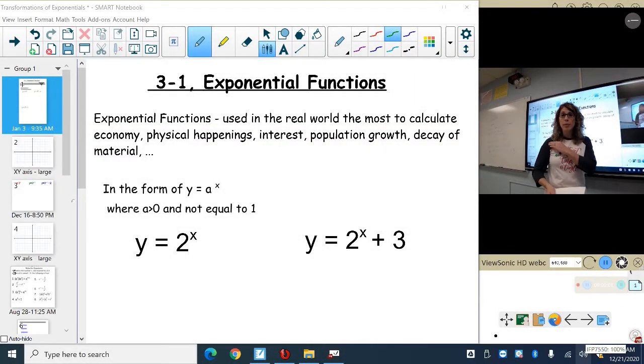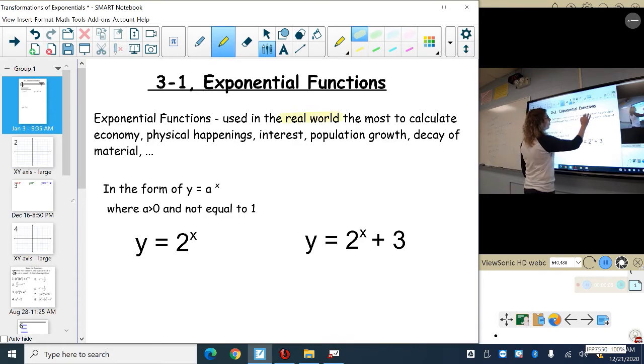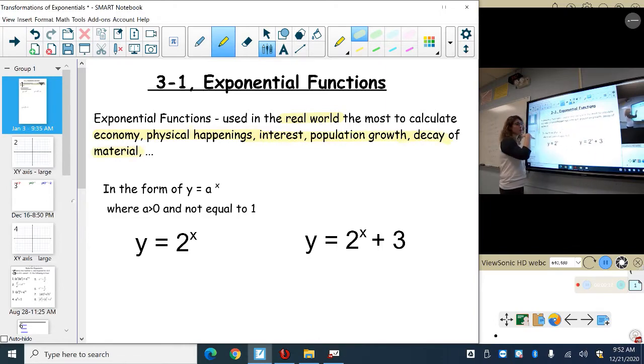Okay, today we're going to be talking about exponential functions, and exponential functions are functions that are used the most in the real world. We use them for the economy, physical happenings, interest is a big one, population growth and decay, for our census, and as well as material usage. It is always in the form of y equals a to the x, and a has to be bigger than 0, and it cannot equal 1, because 1 to any power is always and forever 1.